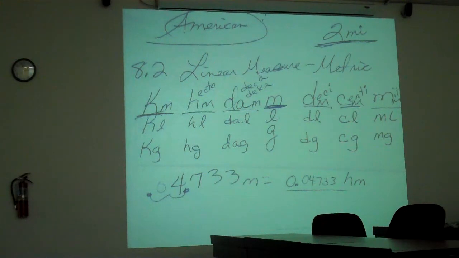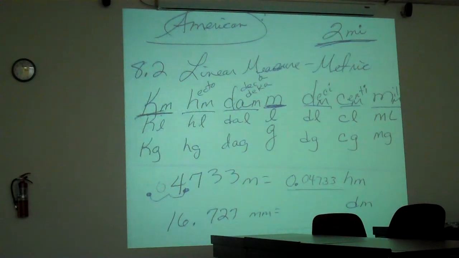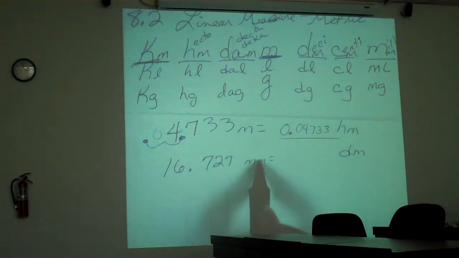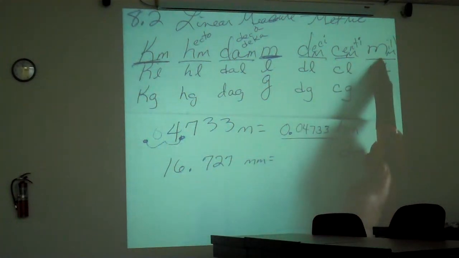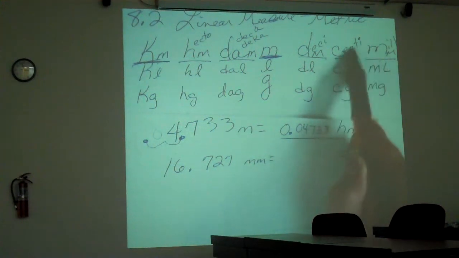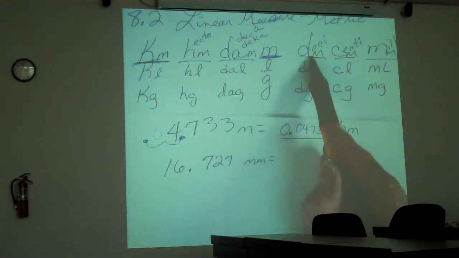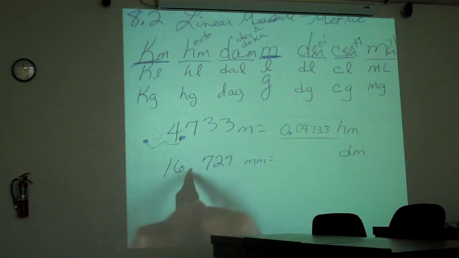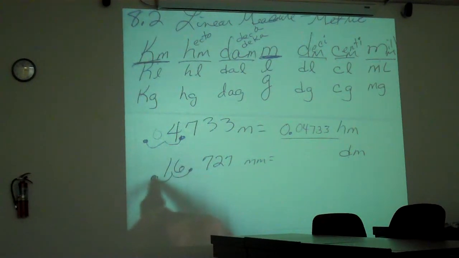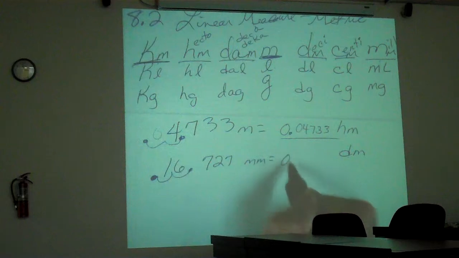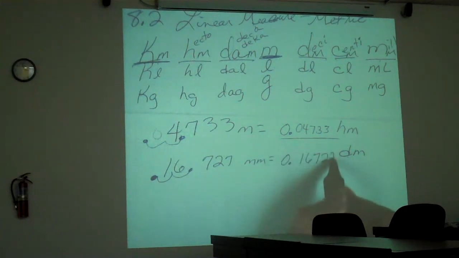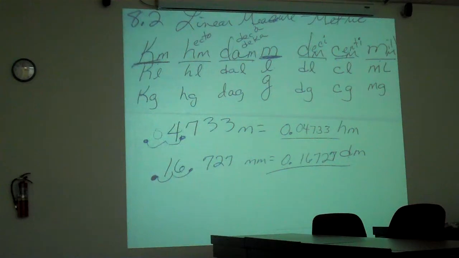Let's do something starting farther over here. Let's do like 16.727 millimeters is how many decimeters? Okay, millimeters to decimeters. You're starting here. How many times? Which direction? 2. 1, 2 to the left. 2 to the left. 1, 2. So it starts with a decimal and you put 0.16727. Isn't that easier? Yes.